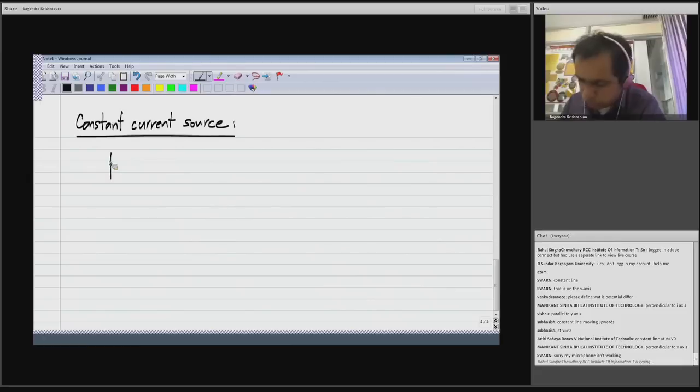So this symbol means that a current of I naught is flowing from A to B. And if we have to measure the voltage across this, we will do it with this polarity.